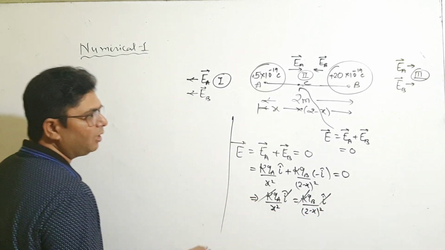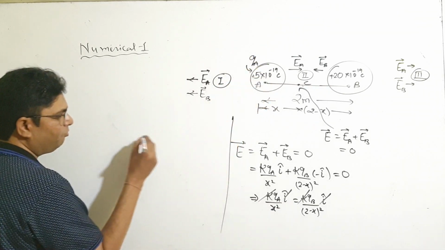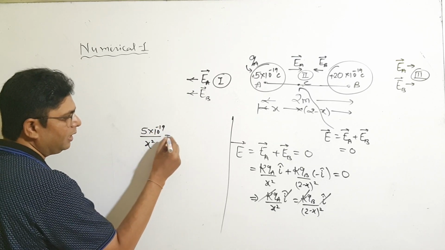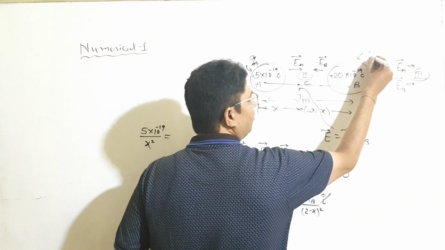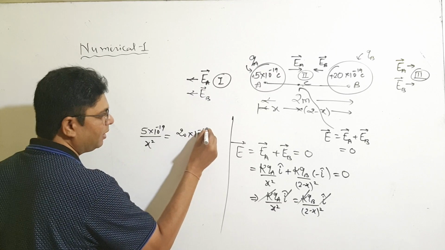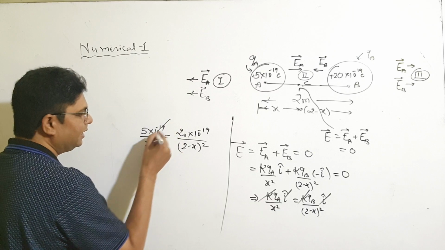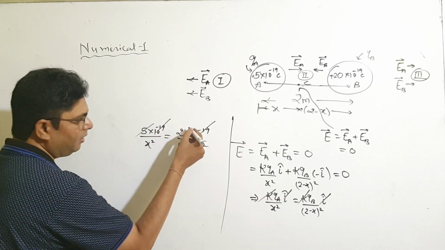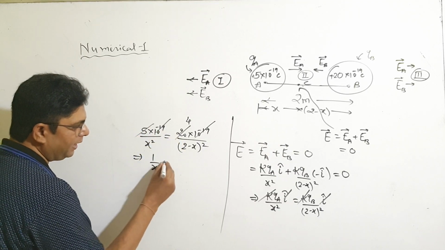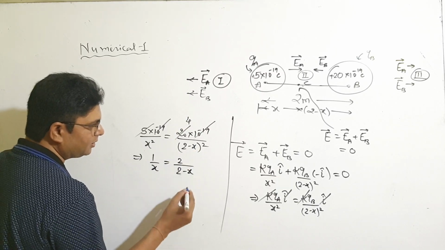Now substitute the value of QA, whose value is 5 times 10 to the power minus 19, upon x square. This is QB because it is at point B. So this equals 20 times 10 to the power minus 19 upon 2 minus x whole square. Cancel this out: 5 ones are 5, 5 fours are 20. So take the square root on both sides. So 1 by x. The square root of 4 is 2 and here this is 2 minus x.